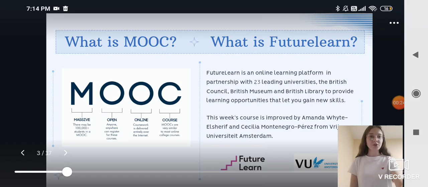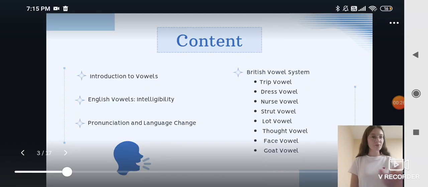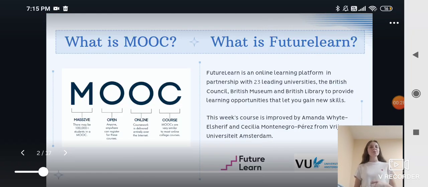Before we start our topic, I want to introduce you to MOOCs and FutureLearn. A MOOC is a massive online course platform where you can find any type of course, and FutureLearn is one of those. FutureLearn is an online learning platform in partnership with 23 leading universities, the British Council, the British Museum, and the British Library to provide people learning opportunities that let them gain new skills.